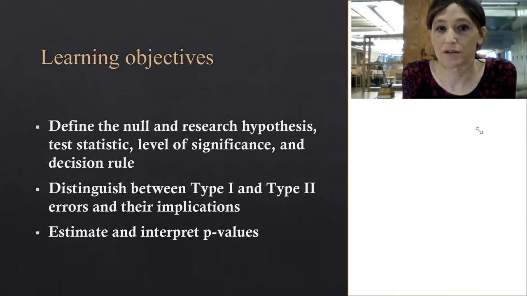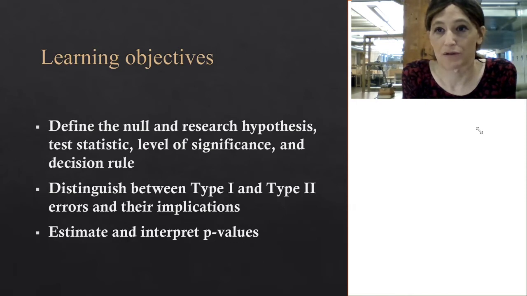So we're going to learn to define the null and the research hypothesis. In this session, we're going to focus on t-tests and ANOVA, and the level of significance, and also a decision rule for rejecting the null hypothesis. Distinguish between type 1 and type 2 errors and their implications for research and for science, and to estimate and interpret p-values. And if you've not had a statistical course before, some of these terms may be new.